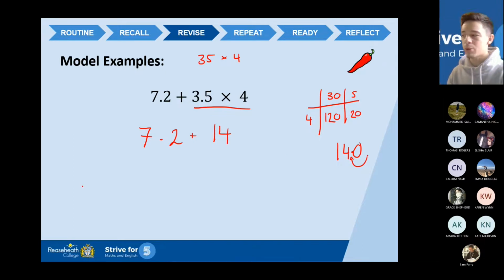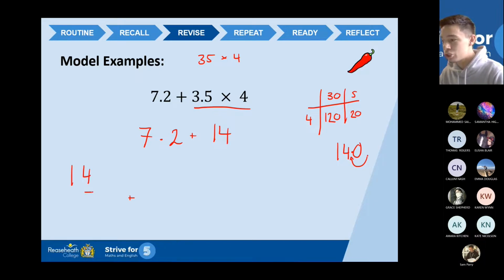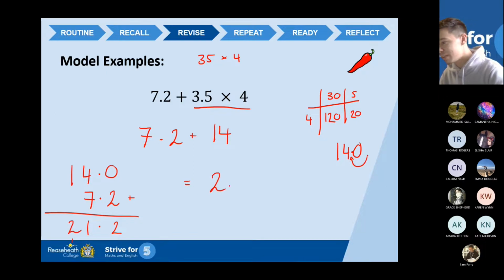Now, this is something I want to just make clear, because some of you may be able to do that off your dome, in your head, happy days. Some of you sometimes will use addition and the column method. Make sure you get your numbers in the right place. So 14, make sure the numbers are lined up in the right place. 0 add 2 is 2, decimal point. 4 add 7 is 11, carry the 1. 1 add 1 is 2. So my final answer there is 21.2.